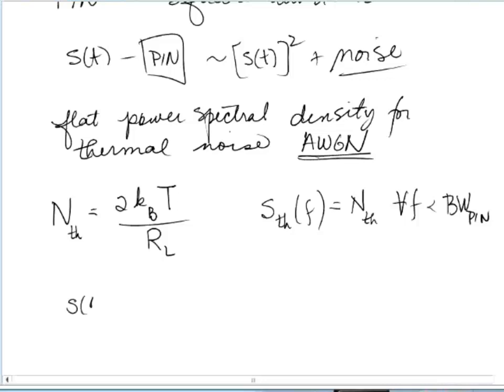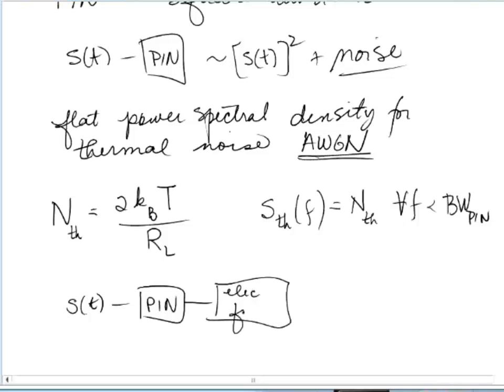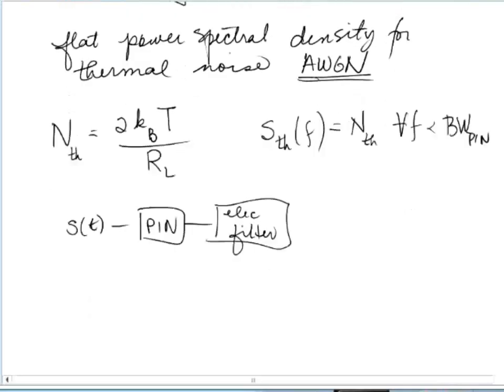So typical systems will take our signal, it comes in, it goes into a PIN, but then we'll also put in an electrical filter to limit this wideband noise and only let in an amount of noise which is necessary. And so our electrical filter will have a bandwidth of its own, and this bandwidth will be selected so as to not cut off the signal but to cut off as much noise as possible. So what I would characterize this electrical filter as, we'll just put its transfer function.